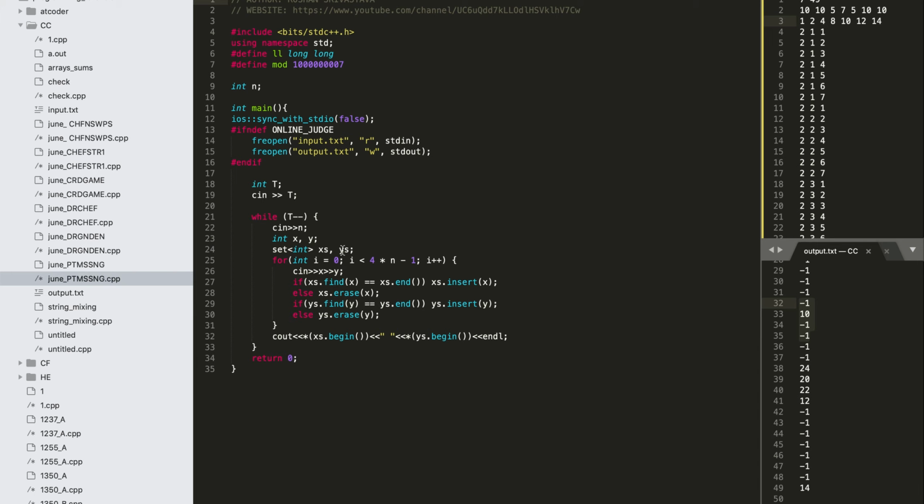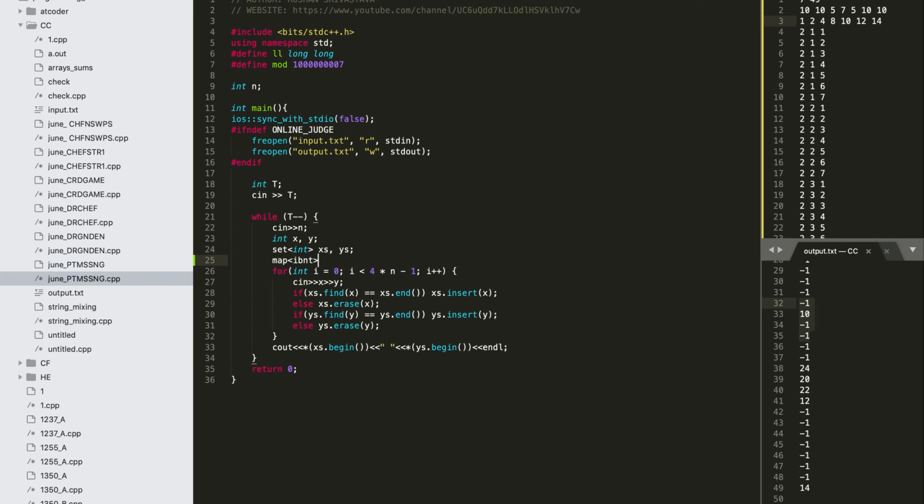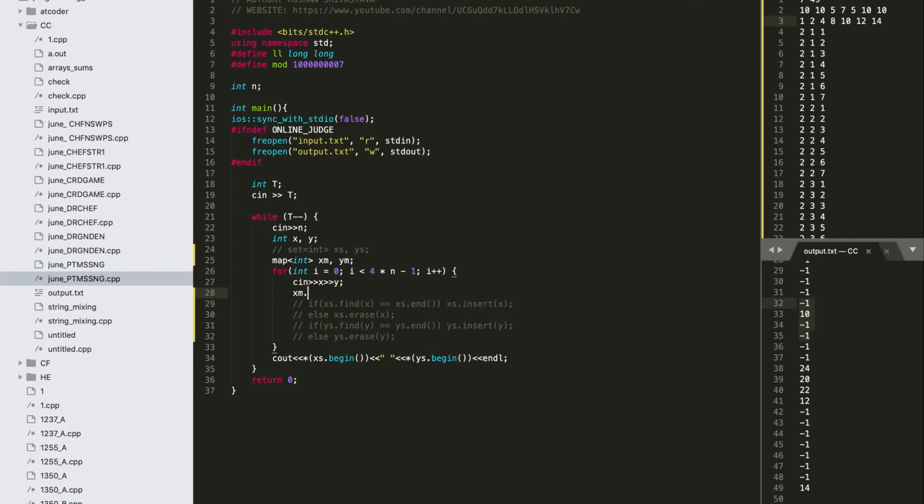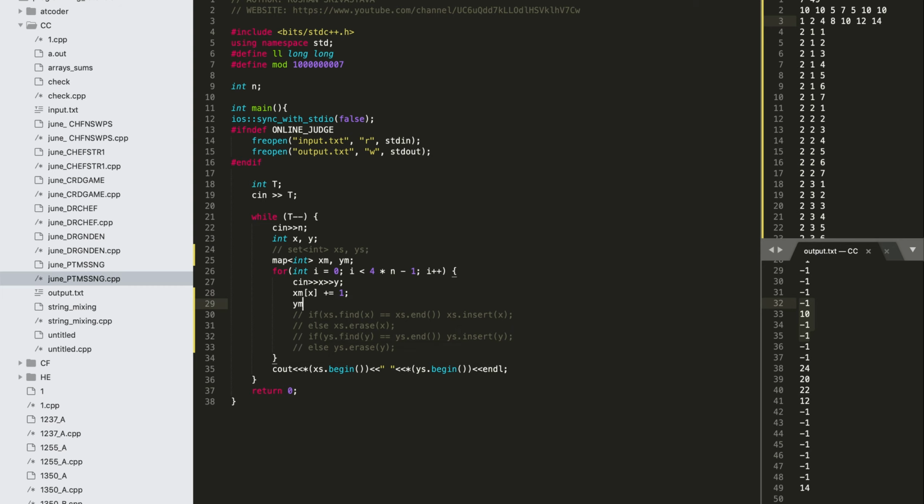So here you can see that I have used set, and if we just simply try to use map, let's say for example like this, xm and ym, instead of doing all these things that I've done here, which I'll explain in a moment, what we could have simply done is, for each x coordinate we would just increase the count, and for each y coordinate also we would just increase the count, and in the end we can iterate over each of these maps, and just find out for which particular value stored in these maps we are getting the odd number of count.